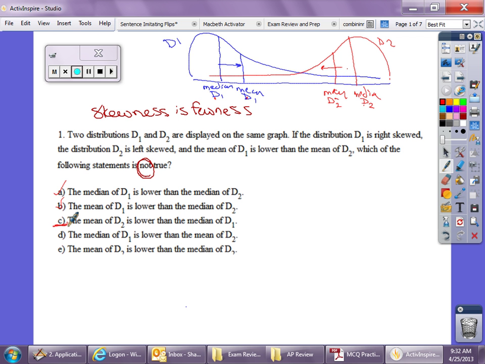The median of D1 is lower than the mean of D2. That one is true. And the mean of D2 is lower than the median of D2. That is also true. So C is and was the correct answer. Again, very easy problem if you draw your distributions and label them correctly. If you're not dealing with a very clear picture, this problem can be easily confusing.